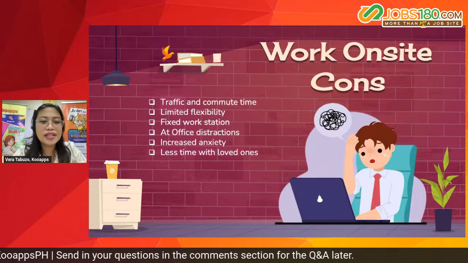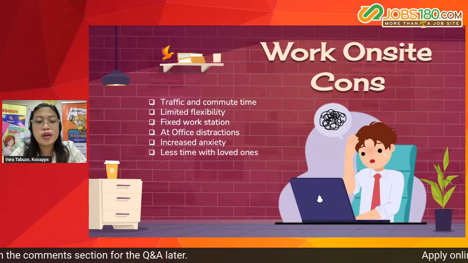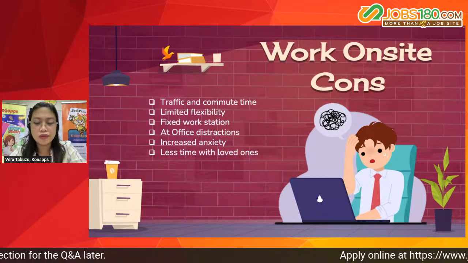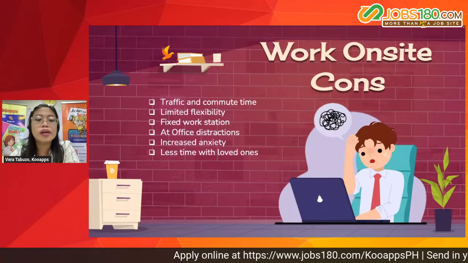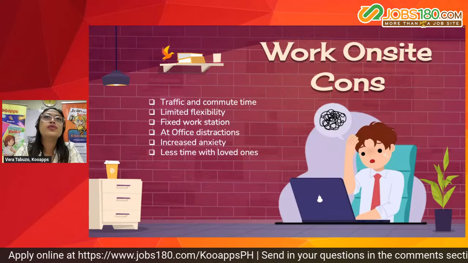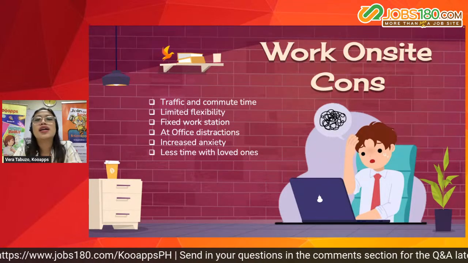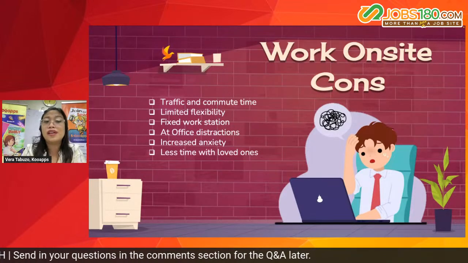Next one is less time with loved ones. So this is a struggle for parents who have toddlers or who have kids at home. They will be away from their kids, and at the same time, for those who have pets, you'll be away from your pets for several hours.